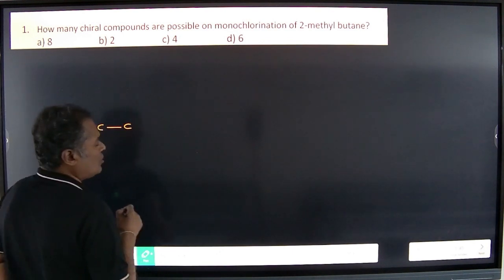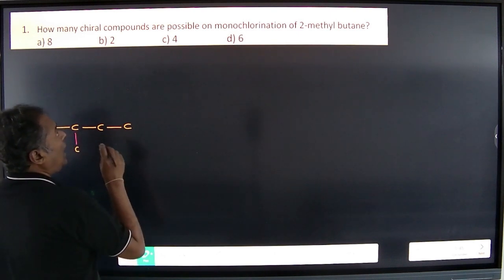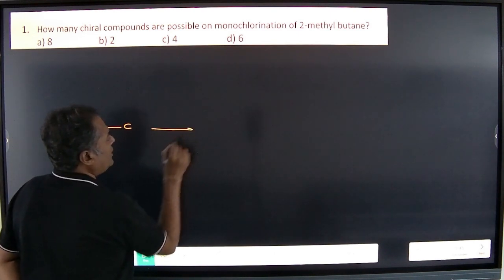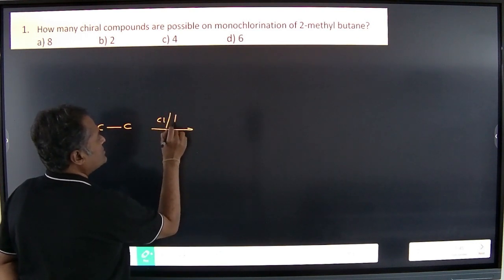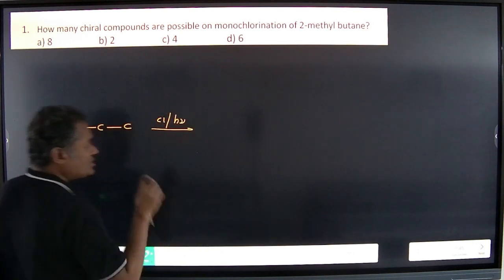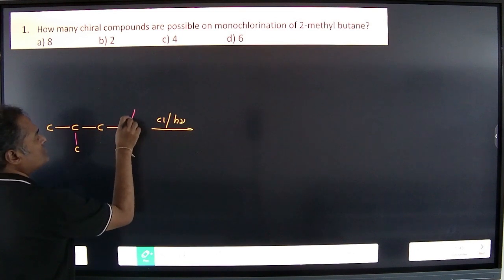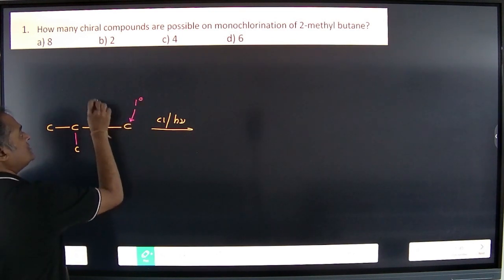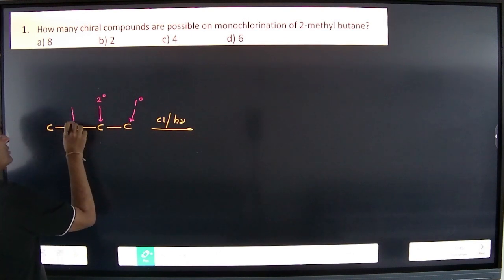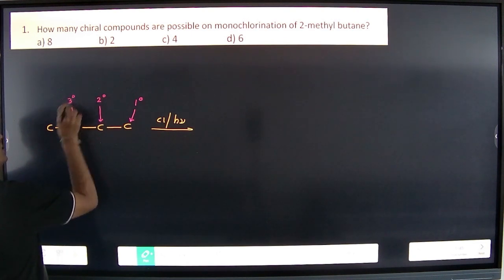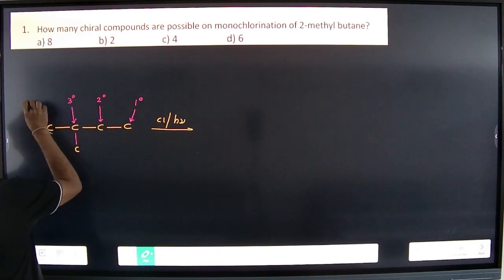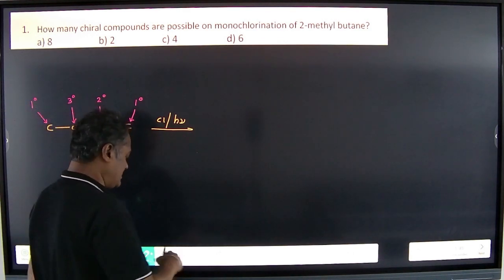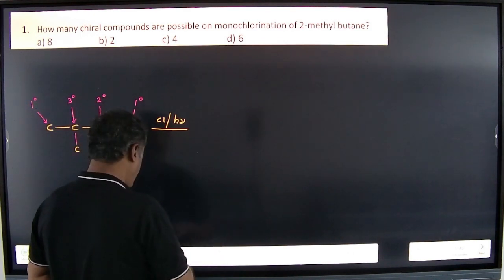Now, the question is how many chlorinated products can be observed. When this compound is treated with chlorine in presence of light, how many products? The first product you can have is a primary halide. The second option is a secondary halide. The third is a tertiary halide, and the fourth option is another primary halide. So how many products are possible? The number of products would be 4.